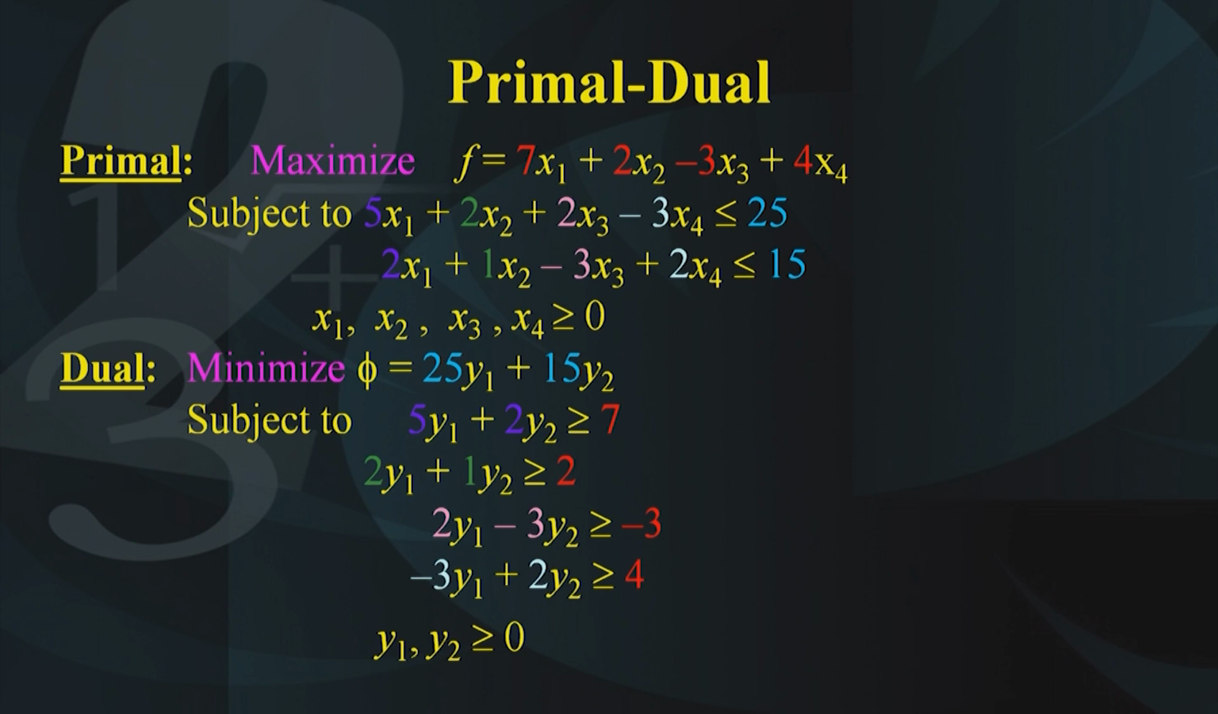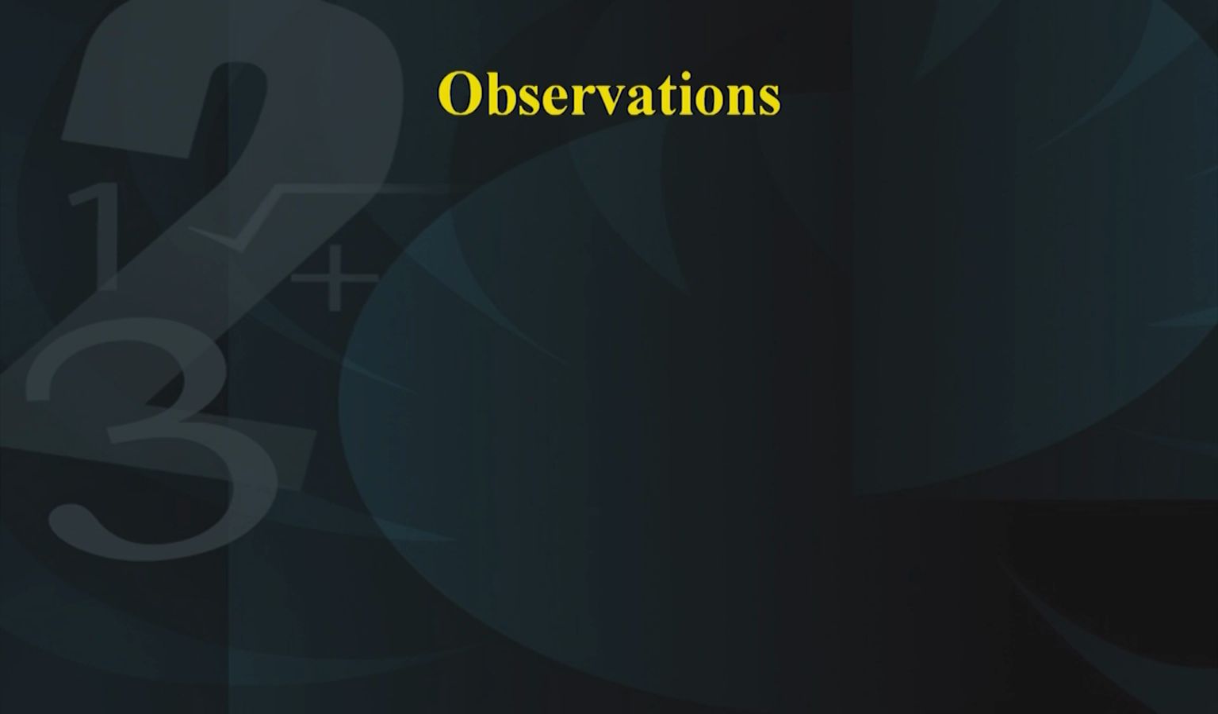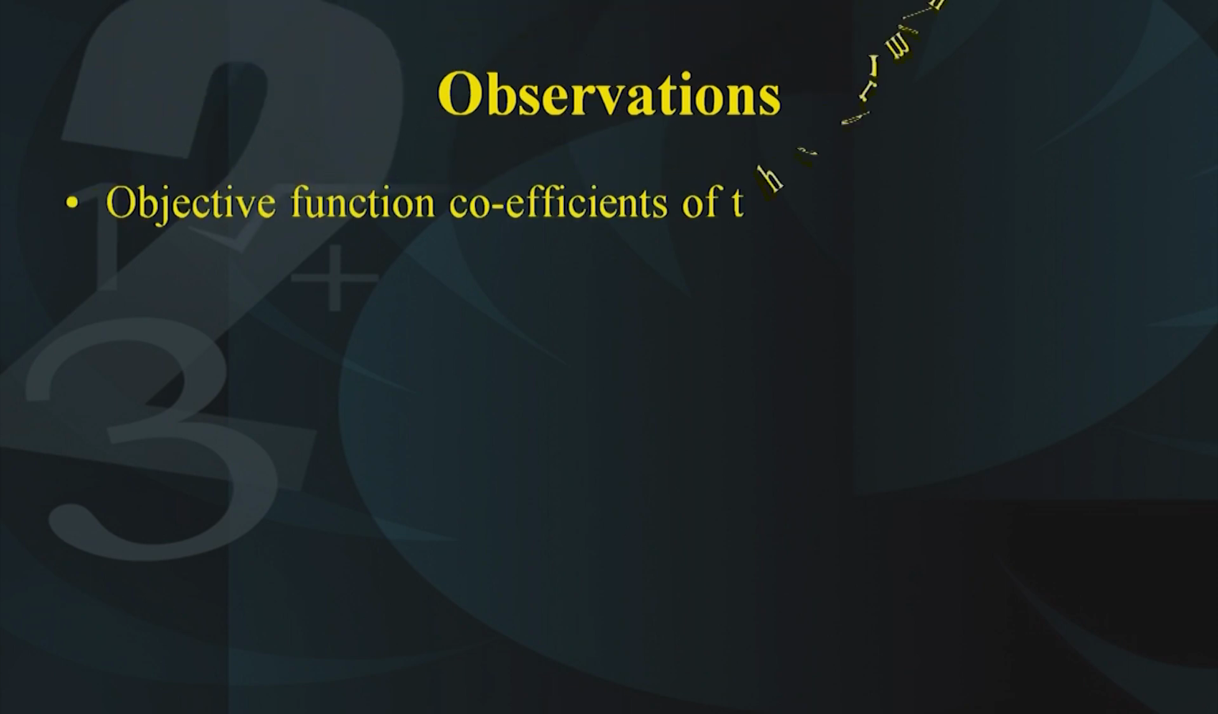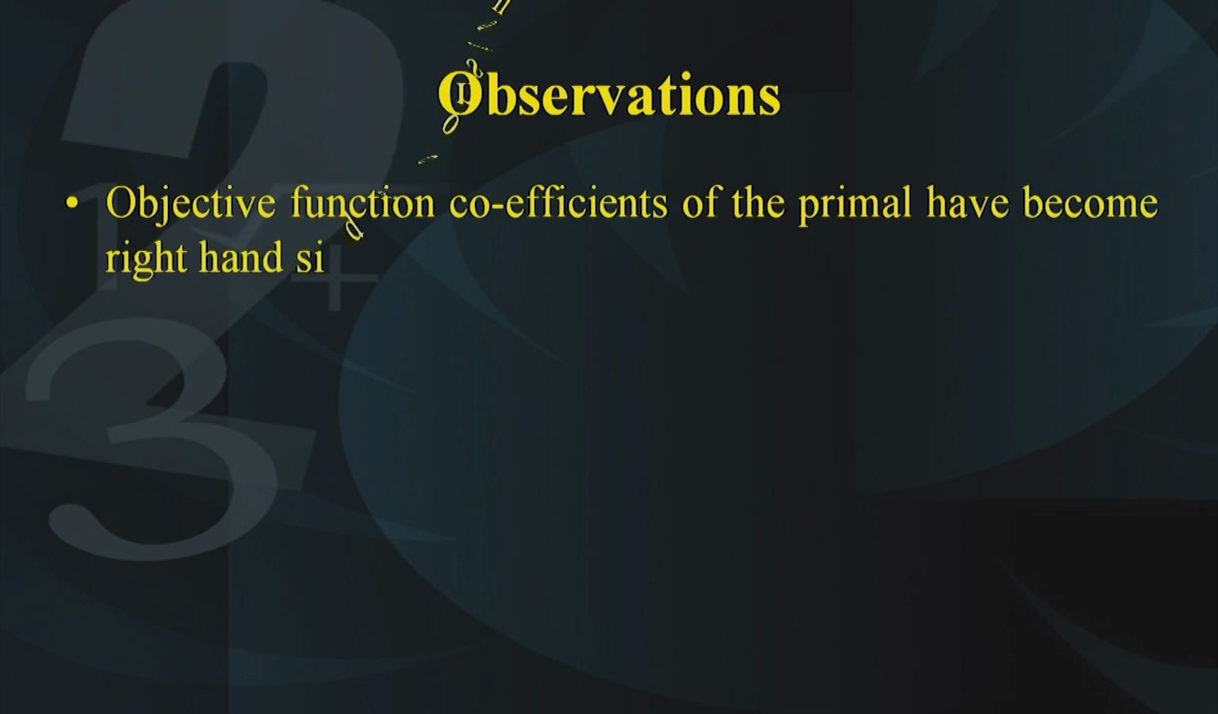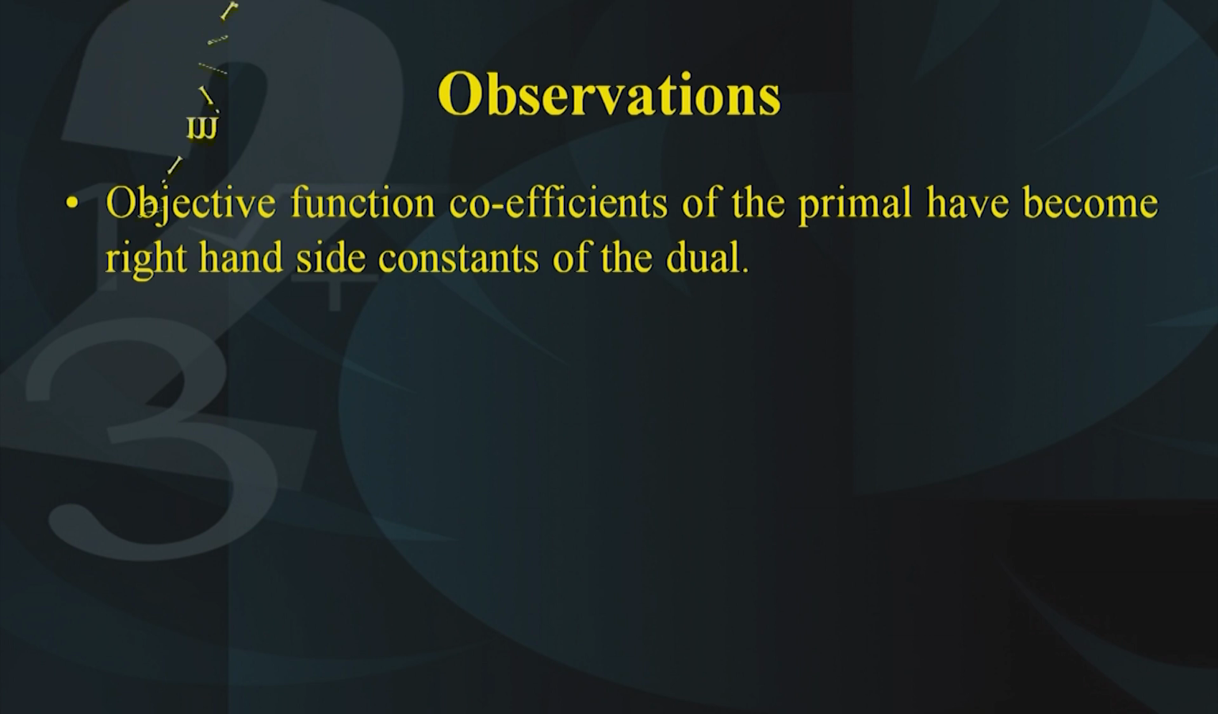So, this is the primal and the dual relationship, and we need to rewrite these observations which I have just now shown. So, we need to carefully look at what are the observations that we record. The first observation, as I said, is the objective function coefficients of the primal have become the right hand side constraints of the dual. That is the first observation.